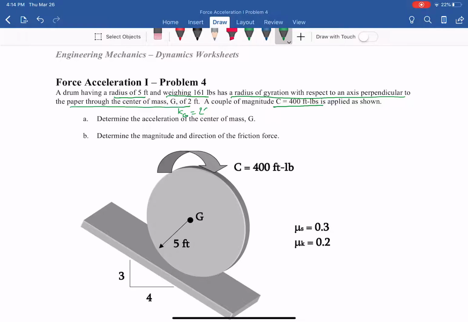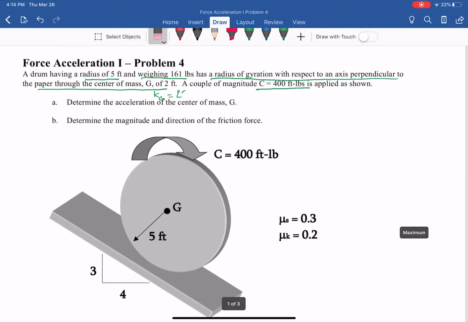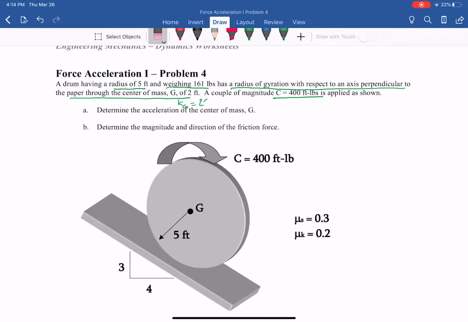Determine the acceleration of the center of mass G, and also determine the magnitude and direction of the friction force. And they also give us the mu sub s 0.3 and mu sub k 0.2. So it's always the first thing first, classify motion.